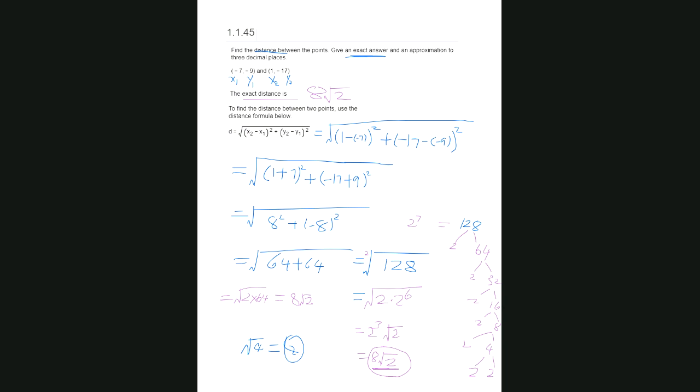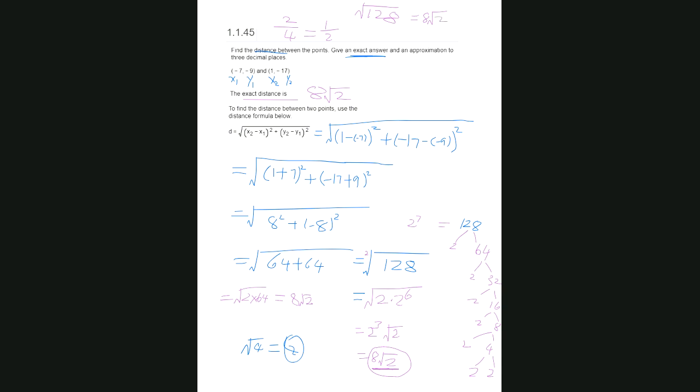Do not type a decimal. Do not type the square root of 128. This is unsimplified. Just like if you have a final answer as 2 over 4, if you type it into the homework, it will count you wrong. You have to simplify it into 1 over 2. You always have to simplify. Same thing with the square root: whatever you can take out, you have to take out. So your final answer should be 8 square root of 2.